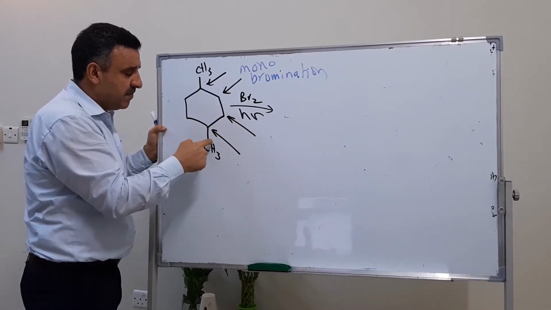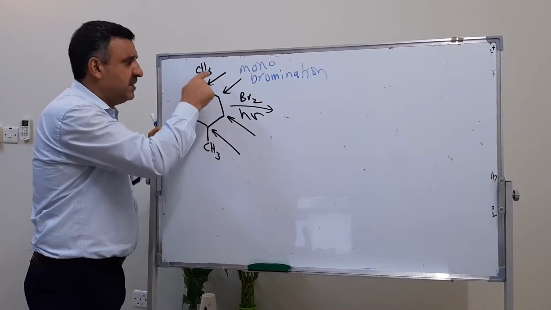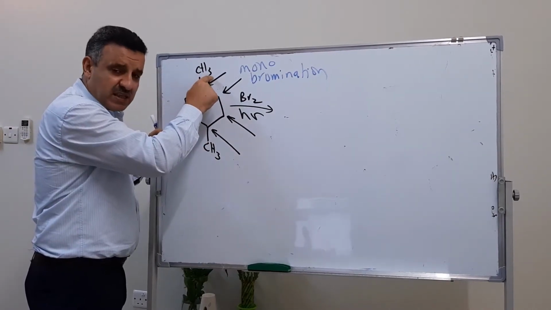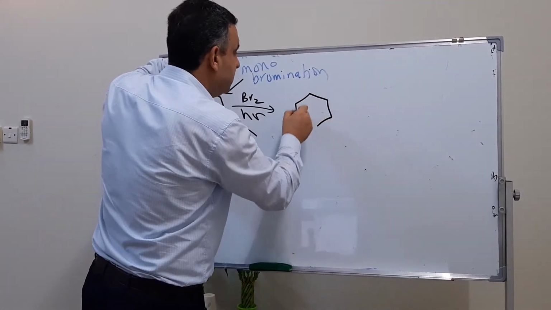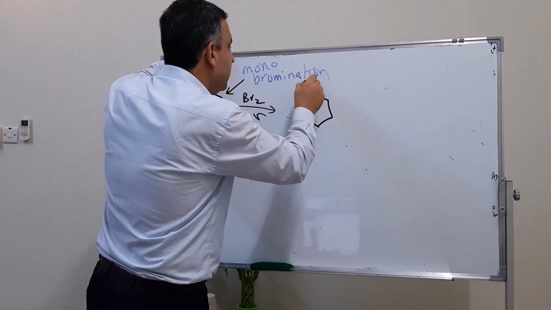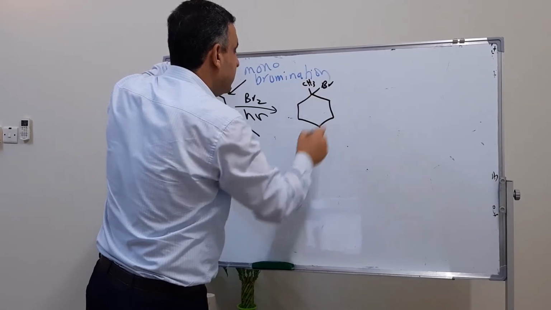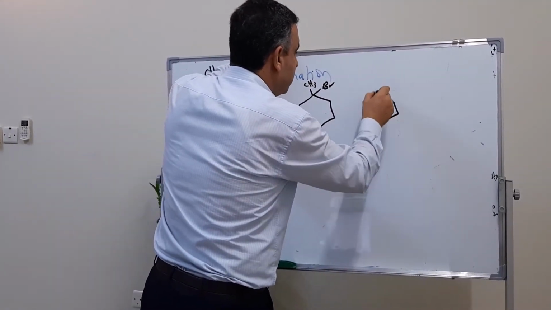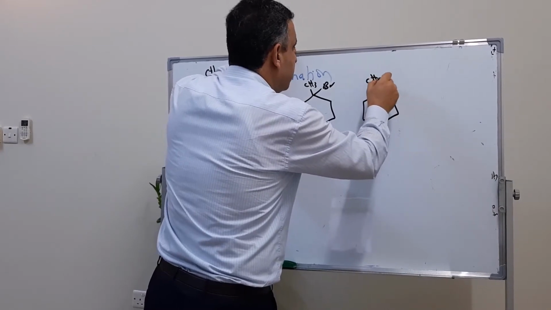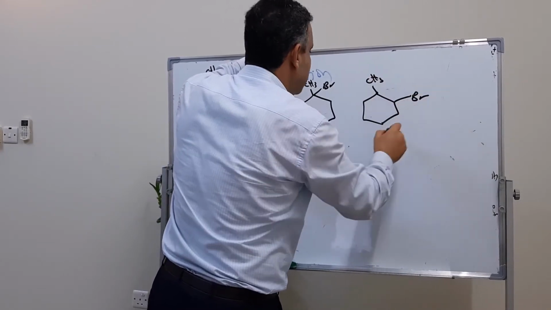Now, if the bromine occupies this position, it will be the same as this position. Do you follow me? In other words, one of the possibilities is that we have a methyl here and a bromine there, or we may have a bromine, methyl, and a bromine, and this is a methyl.